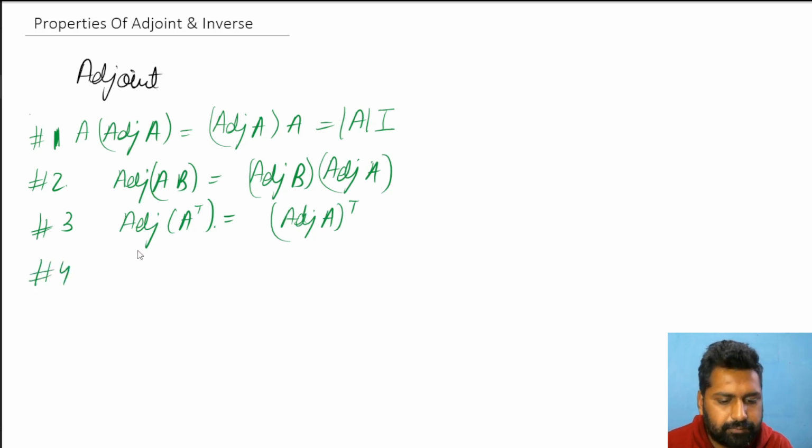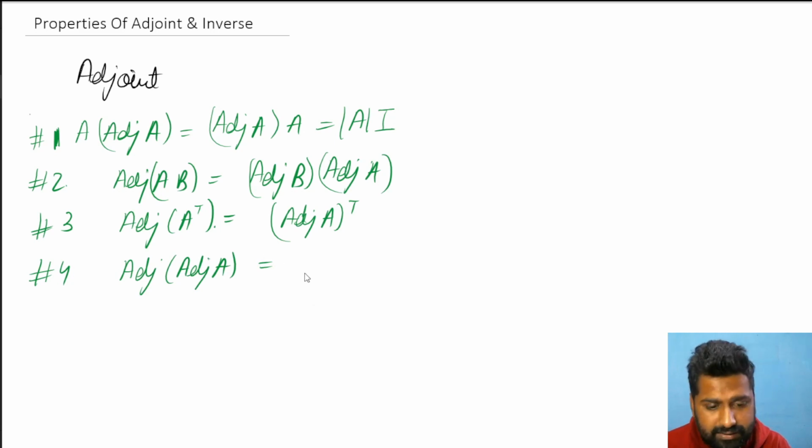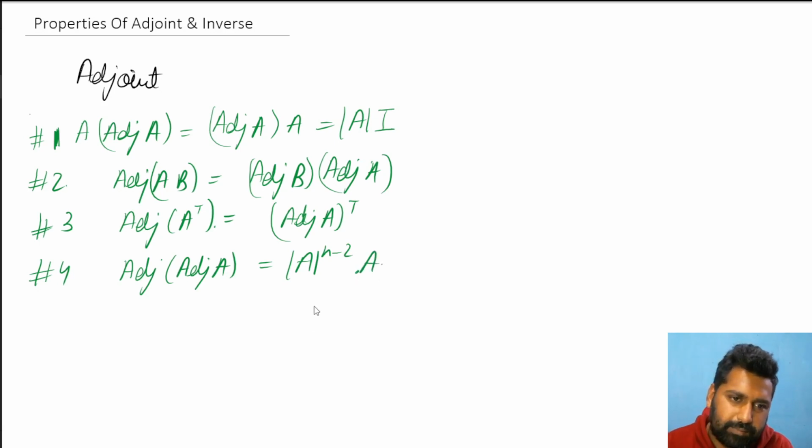Next property, adjoint of adjoint A. Okay, means first you calculate adjoint of A, then you again calculate adjoint of that matrix. So adjoint of adjoint A is mod A raised to n minus 2 times A matrix.